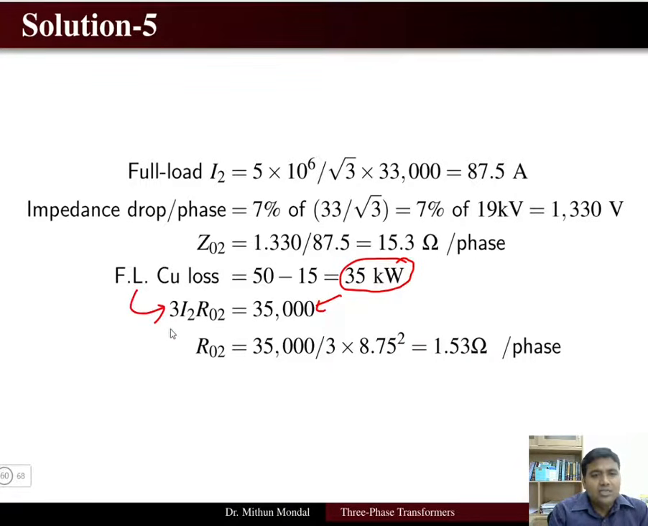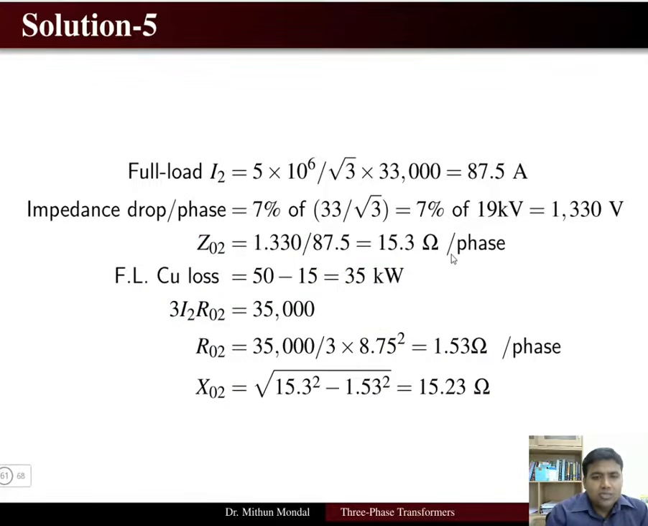So we have three conductors and the current flowing is I2, so I2 square will be there, and R02. R02 is the total resistance on the secondary side. We can easily obtain the value of R02 from this equation, because we know the value of the current. So we get 1.53 ohms per phase as the total resistance.